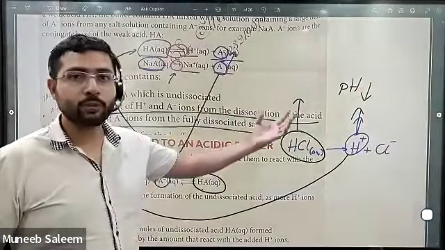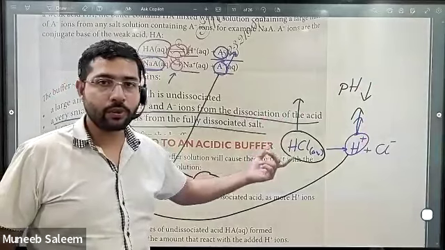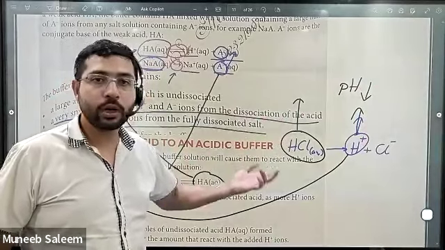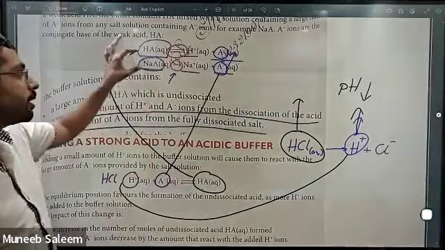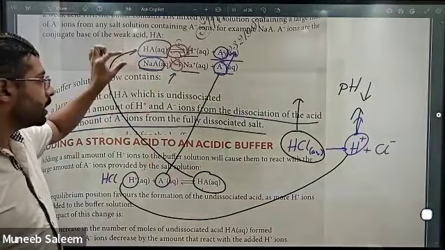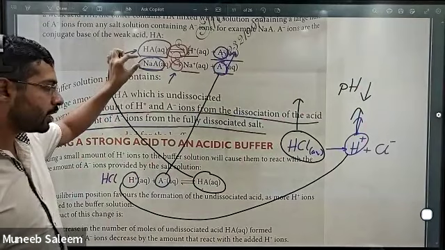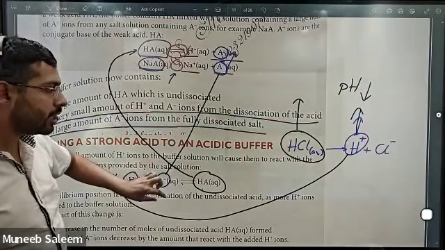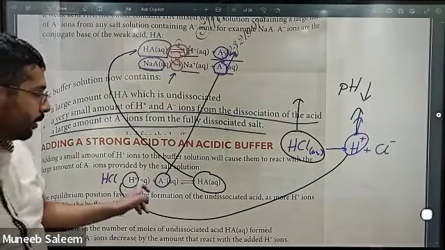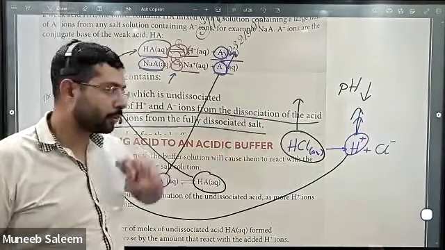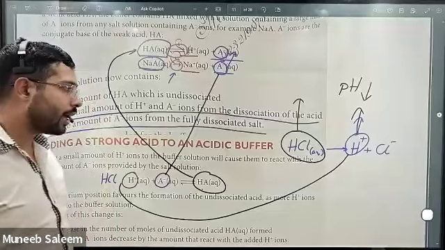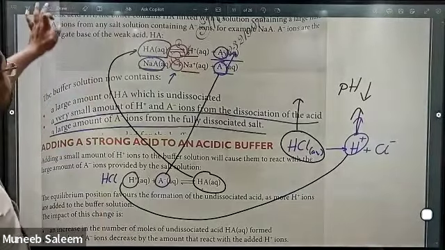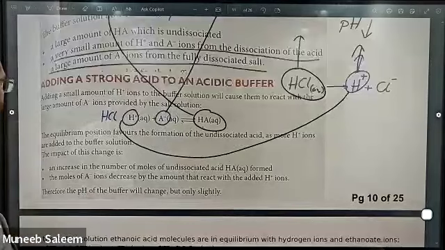So the pH of such a solution would be smaller if we did not have any buffer solution in the system. But since we do have a buffer solution made by these two components, they have started reacting against the externally added acid, and this was a strong acid, because the purpose of the buffer is to react against strong acids or strong bases.